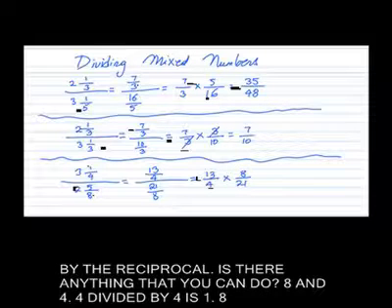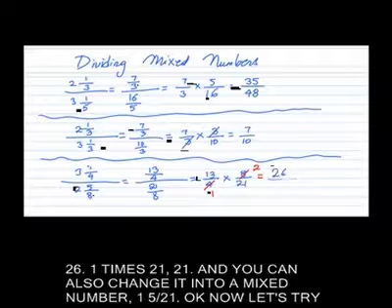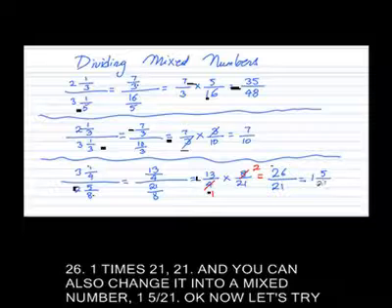Is there anything that you can do? 8 and 4. 4 divided by 4 is 1. 8 divided by 4 is 2. It looks like that's the only thing you can do. So you have 2 times 13, 26. 1 times 21, 21. And you can also change it into a mixed number. 1 and 5/21.